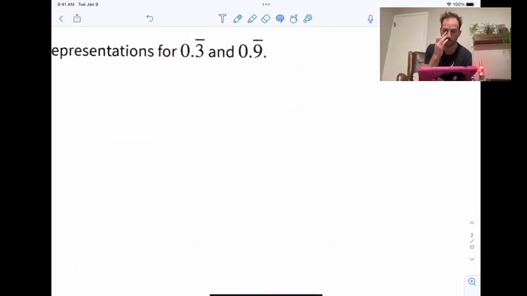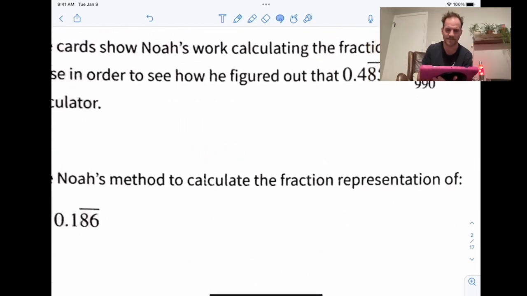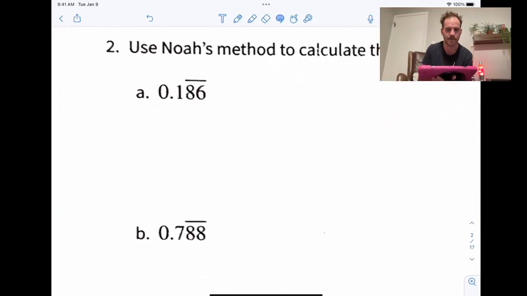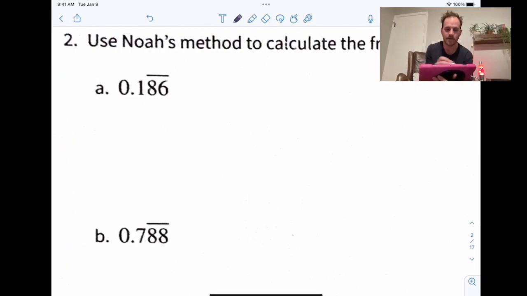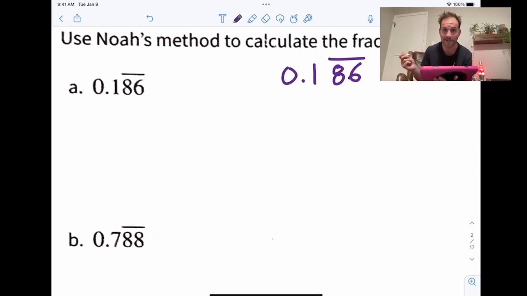I don't think this is going to be on the test, but let's go over it anyway. So this number here, 0.186 repeating. Now you're going to notice that the repetend bar right here is only over the 8 and the 6. It's not over the 1. Now, we still don't really change what we do here. We've still got two numbers under the repetend bar, so we'll multiply by 100.